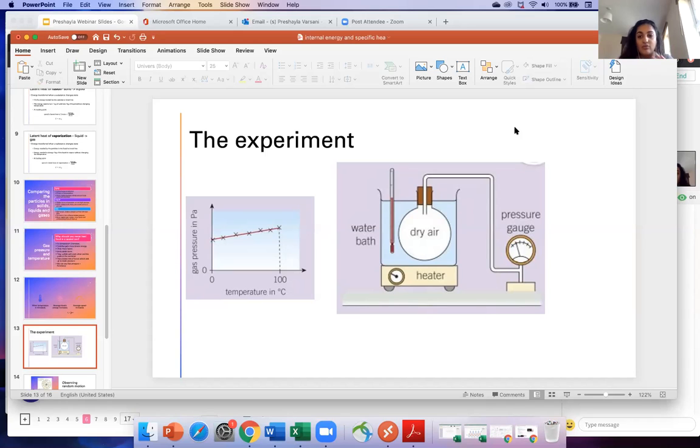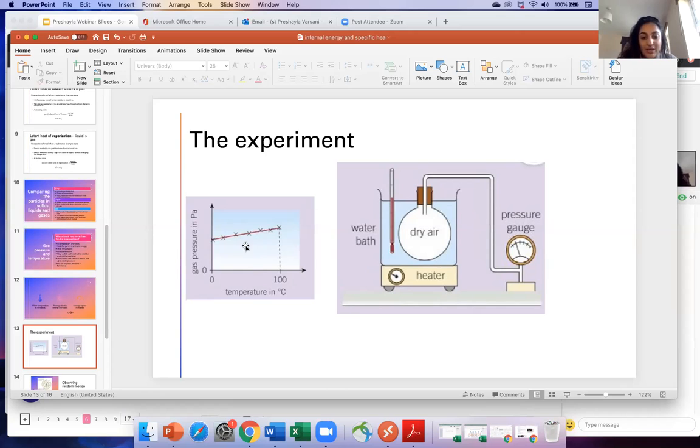Okay, now do bear in mind that in this experiment, you are heating the water in a water bath. Now that heat may not disperse evenly throughout the water bath. And so you must stir the water around to ensure that the heat is being spread evenly. So it's one consideration that you need to make in this experiment.